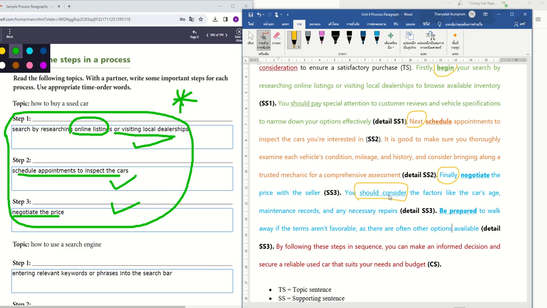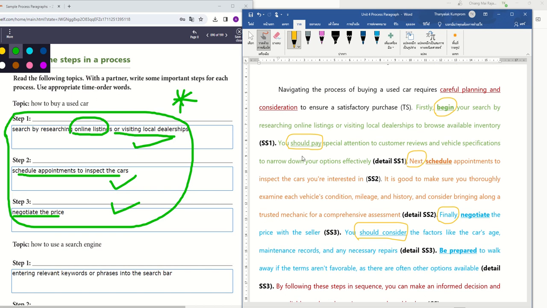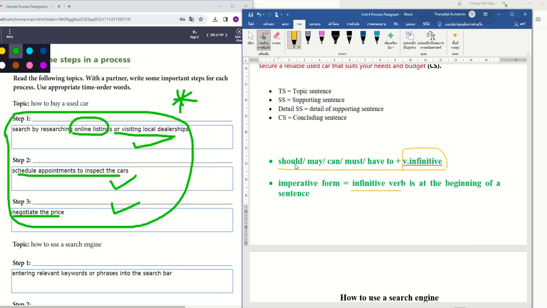Now, should plus verb infinitive. This one as well: should pay special attention. Right here, there are two examples of the use of should plus verb infinitive. Infinitive means what? We do not need ing, ses, or ed. We don't need anything, just only the infinitive form. And then what is next?